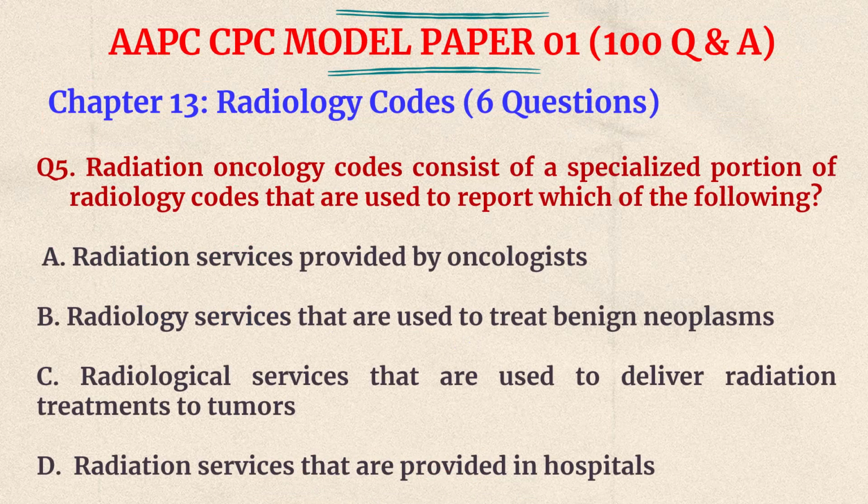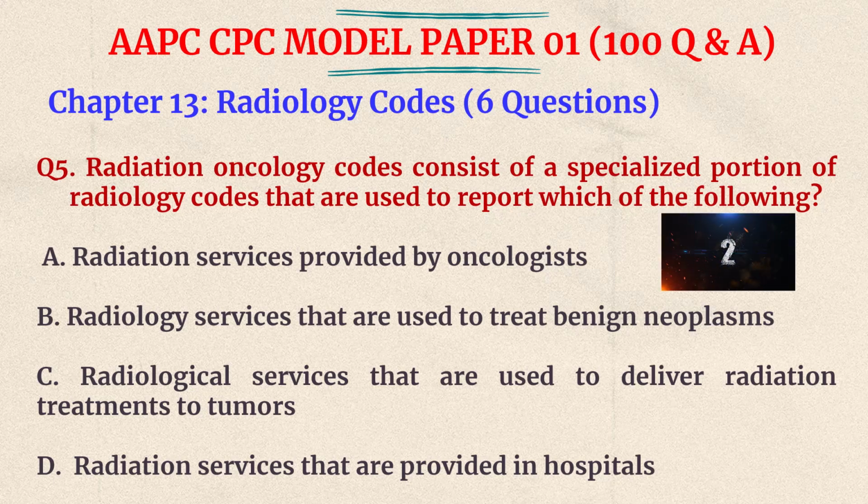Okay, question number 5. Radiation oncology codes consist of a specialized portion of radiology codes that are used to report which of the following: A. Radiation services provided by the oncologist. B. Radiology services that are used to treat benign neoplasms. C. Radiological services that are used to deliver radiation treatment to tumors. D. Radiation services that are provided in hospitals. So, in addition to the codes, you may get the following type of theoretical questions. So, please pause the video and think of an answer.